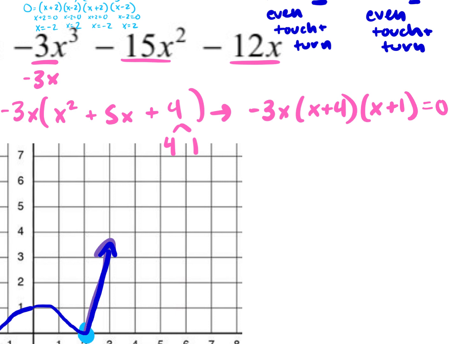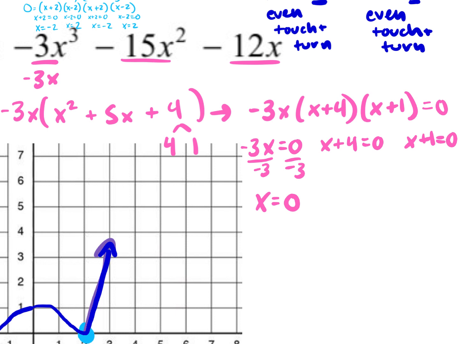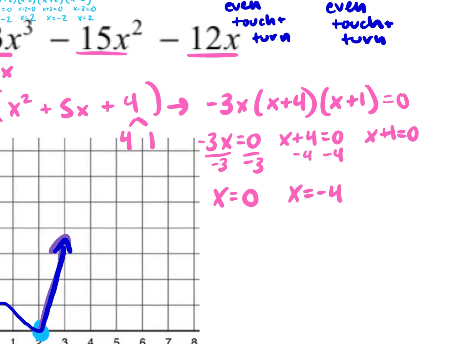What should I do next? Set them all equal to 0. So -3x is equal to 0. x plus 4 is equal to 0. And x plus 1 is equal to 0. So how would I solve for x in the first one? Divide by -3. So what does x equal? 0. What about the next one? We subtract 4, so x is equal to -4. Perfect. And then the last one? Subtract 1, so x is equal to -1.